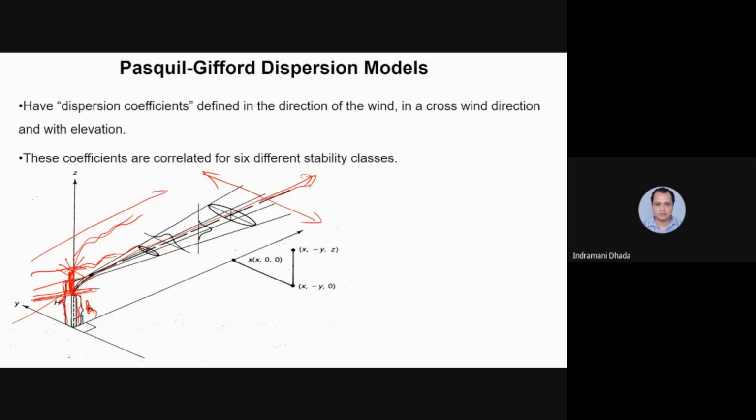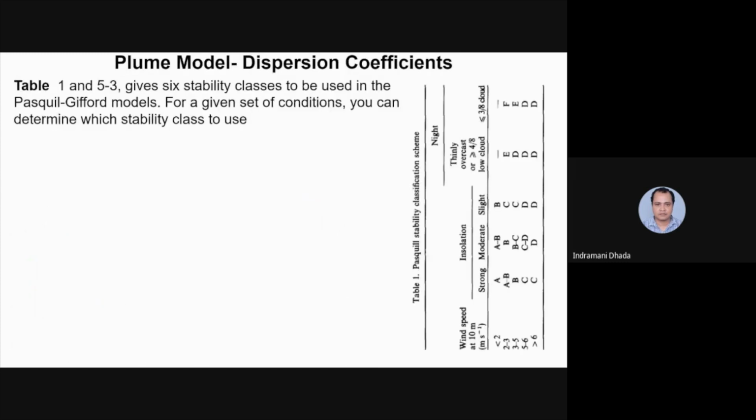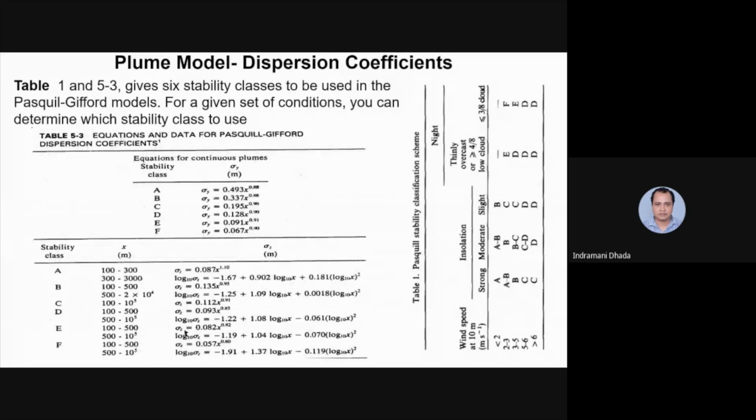Based on that we can calculate the concentration at the receptor. Suppose there are certain wind velocities. Suppose the wind speed is less than 2 meters per second, and it is daytime with strong sunlight, then I can say the stability class is A. Based on that stability class we can say that sigma y is this much.